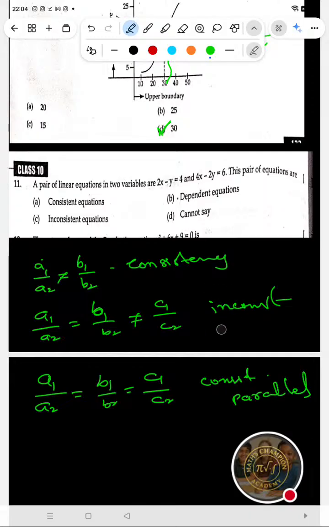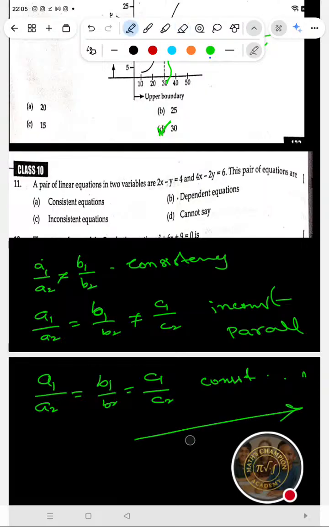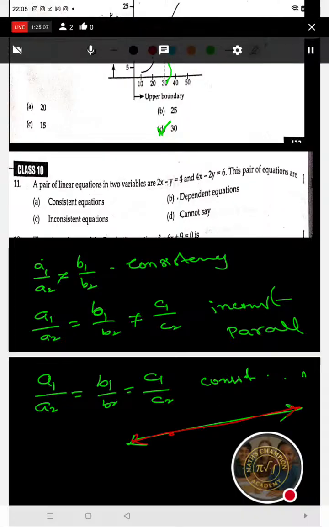Here, these two lines are coinciding, which means on the same line you are getting one more line. The points will coincide. So that is there. If you look at here, this is given from the equations.